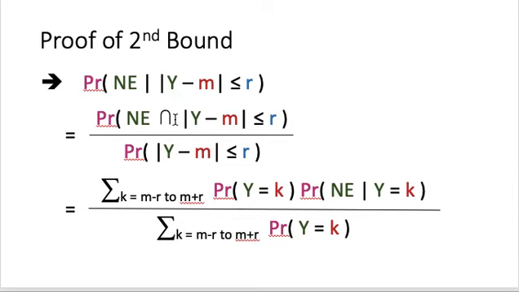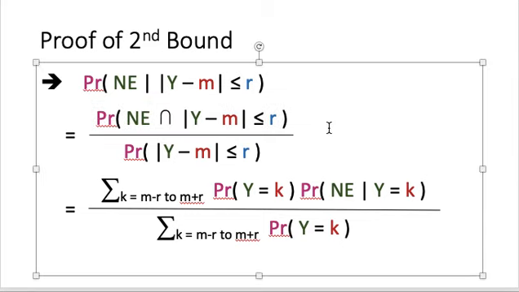Now for the first part, we can also use total probability to analyze this probability. Let's see this term first: the probability of y is equal to k multiplied by the probability of NE given y is equal to k. When we multiply them together, this is exactly the probability of no empty bins intersect y is equal to k. Now in order to find this probability, we just need to sum up all the cases of k, where k goes from m minus r up to m plus r.